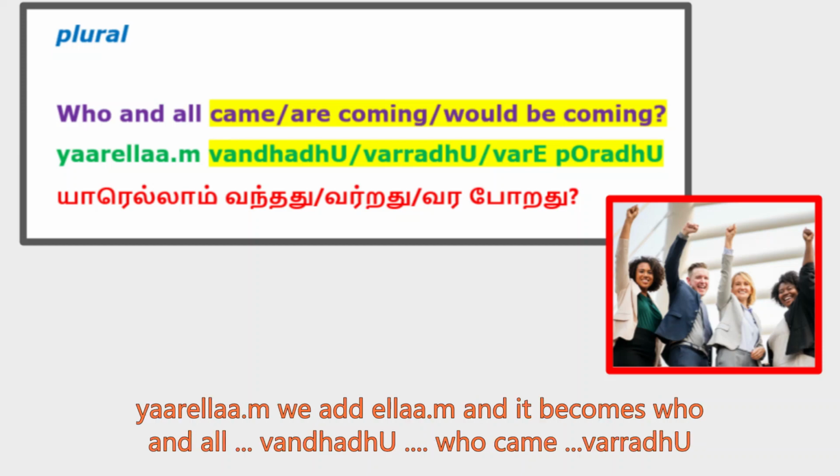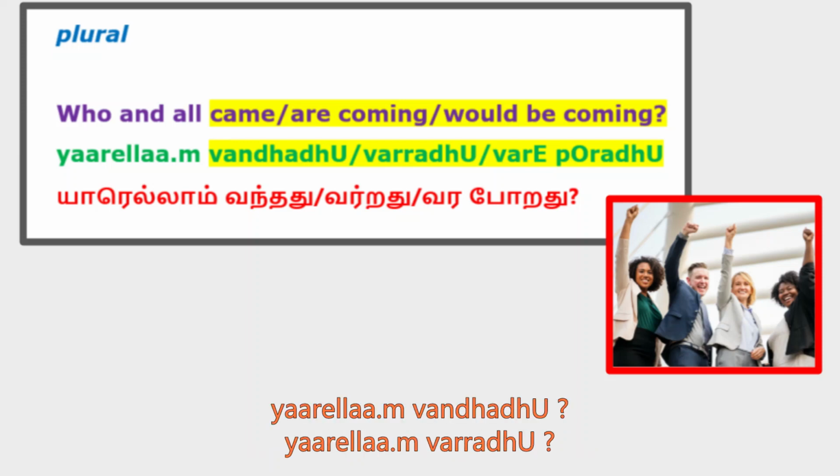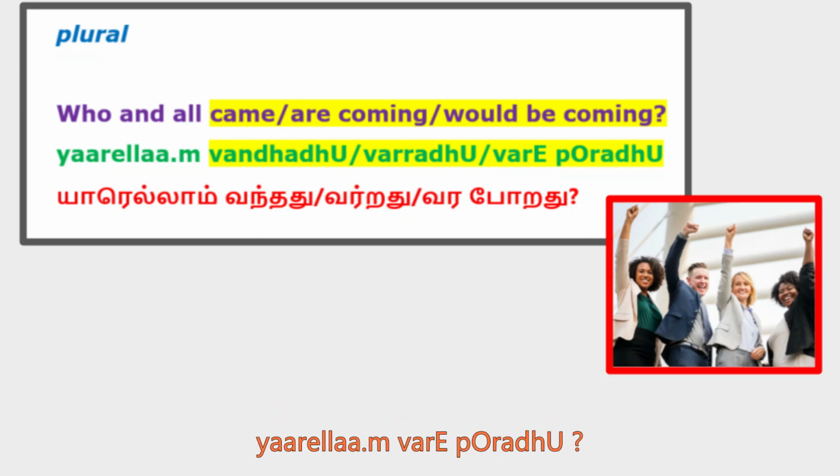Yarella, we add yella and it becomes who and all. Vandadu, the one who came. Varadu, the one coming. Varaporadu, the one who is going to come, or the ones who are all going to come. So it's simple, isn't it? Yarella vandadu, yarella varadu, yarella varaporadu.